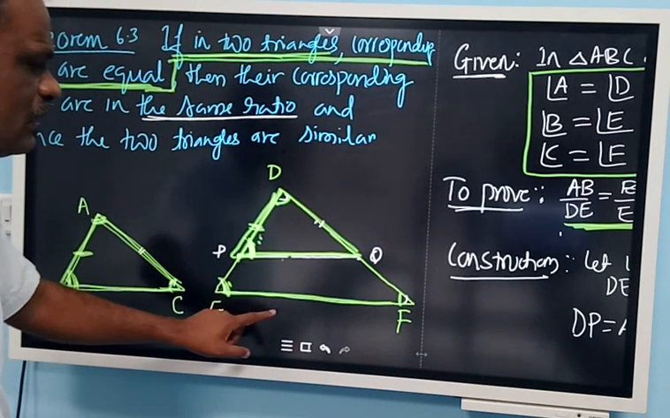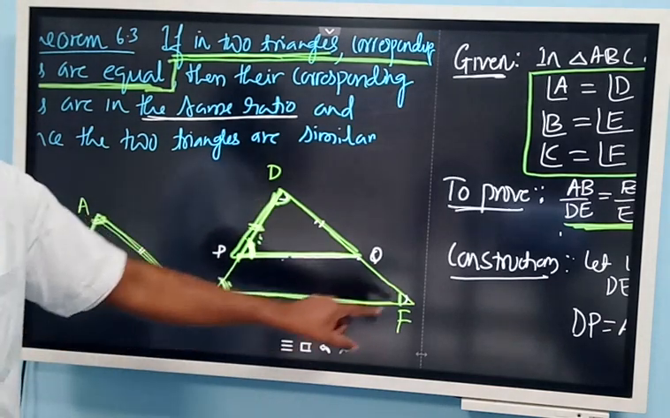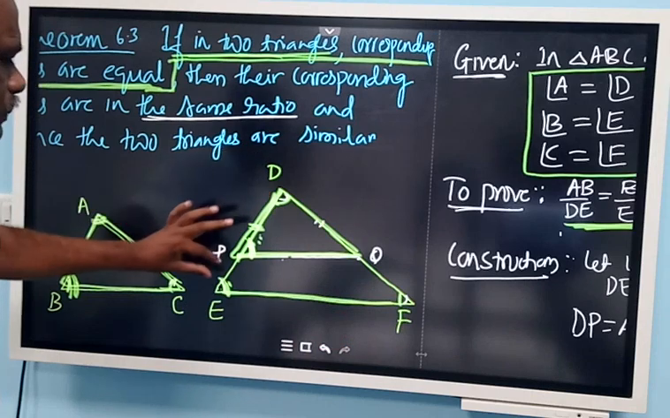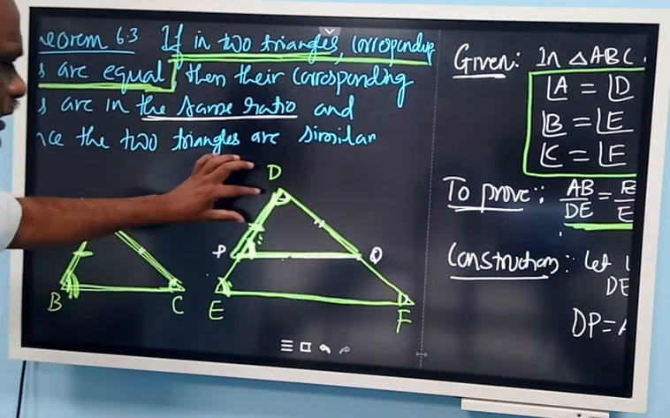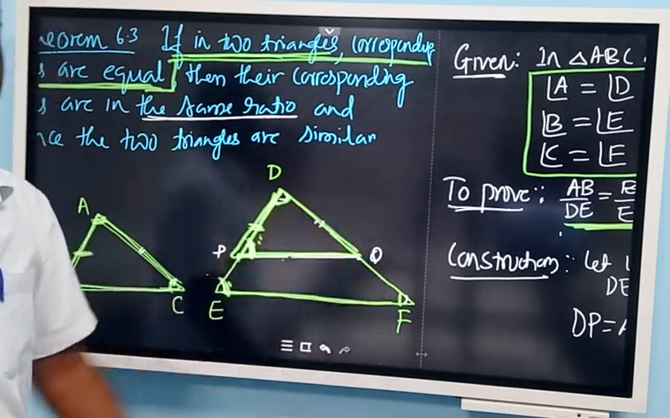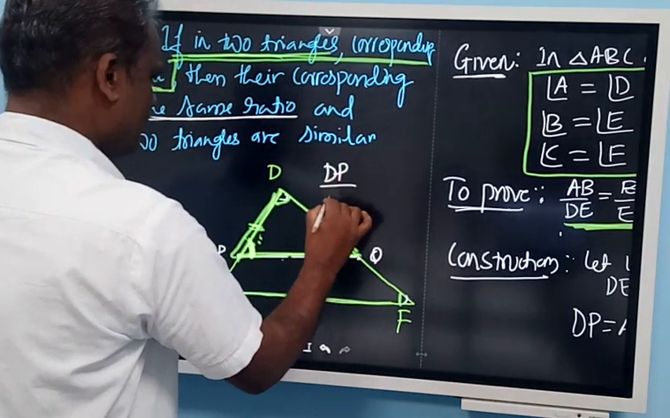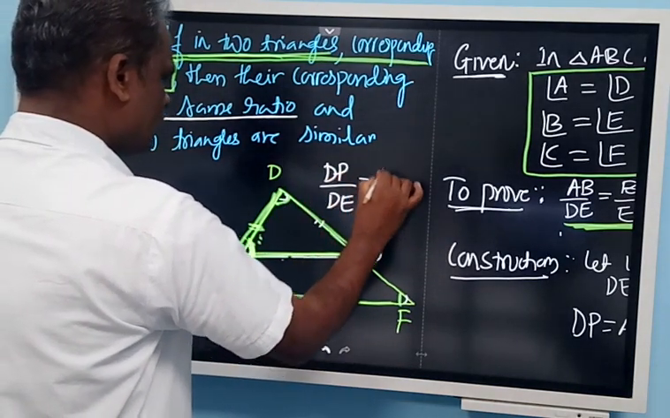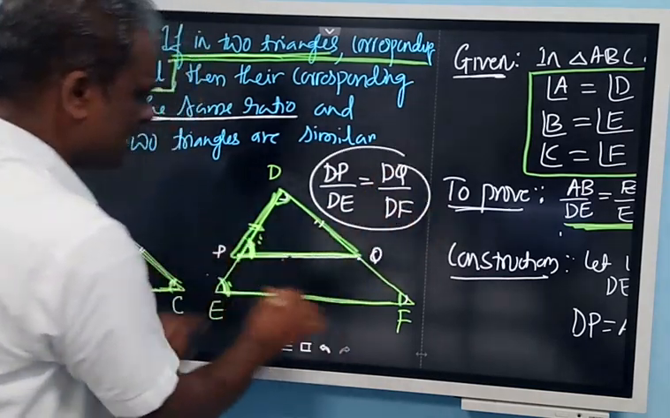If PQ is parallel to EF, then you can apply this theorem here in this triangle. What is that? DP by PE is equal to DQ by QF. You can apply that. Or otherwise, DP by DE is equal to DQ by DF. You can apply. So you will get this one. DP by DE is equal to DQ by DF. So this you will get in this triangle.